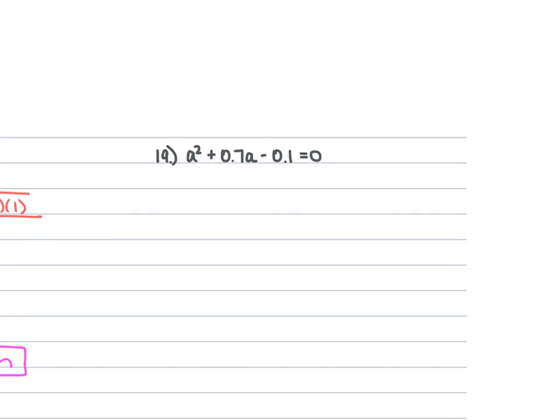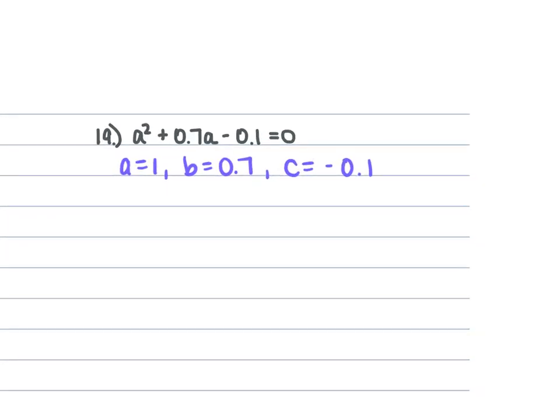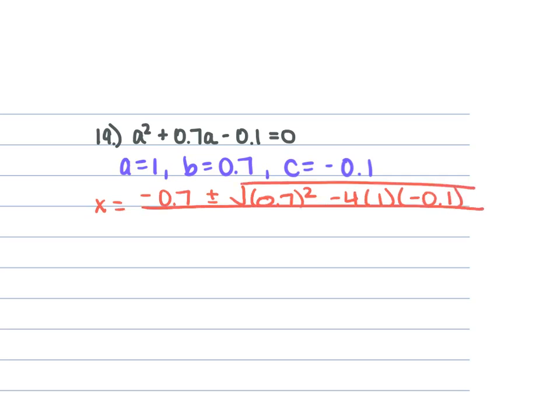For 19, we have a squared plus 0.7a minus 0.1 is equal to 0. So in this case, our a is going to be 1, our b is 0.7, and our c is negative 0.1. We can plug this into our quadratic formula. x is equal to negative 0.7 plus or minus the square root of 0.7 squared minus 4 times 1 times negative 0.1, all over 2 times 1.